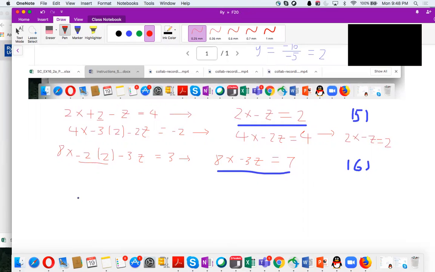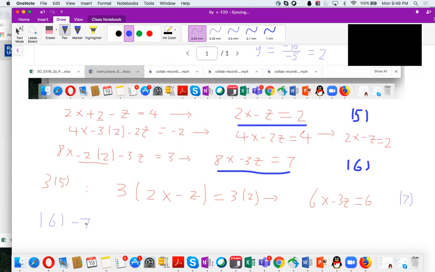So how do you solve 5 and 6? If you observe the coefficient for z, this is negative 3, and this is negative 1. So equation 5, both sides, you times 3. 3 times equation 5. Left hand side, you have 3 times 2x minus z. Right hand side times 3, you have 2. Okay, and simplify this one. You get 6x minus 3z equal to 6. And I call this equation 7.